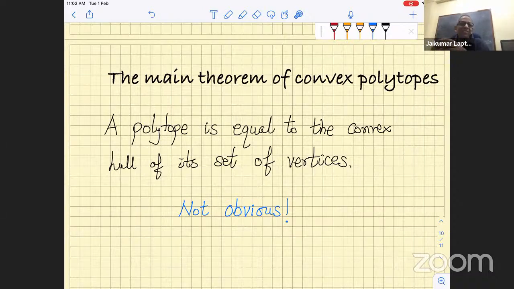Now, one direction is easy. If you have vertices, then every convex combination of those vertices will definitely be contained in the polytope. No problem about that. But that every point of the polytope can be written as a convex combination of its vertices is a slightly non-obvious theorem. We will not discuss it now. If later on we need it, we will talk about it.